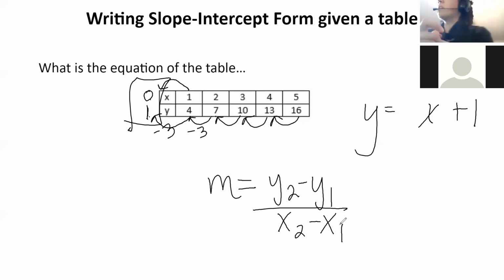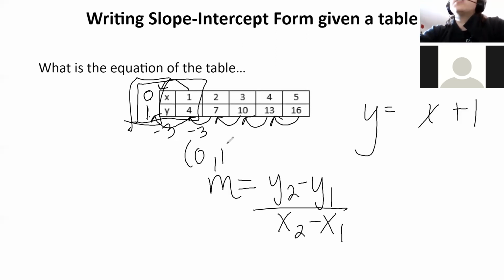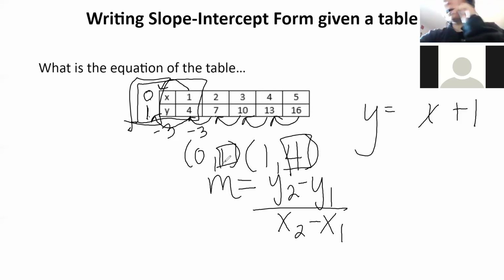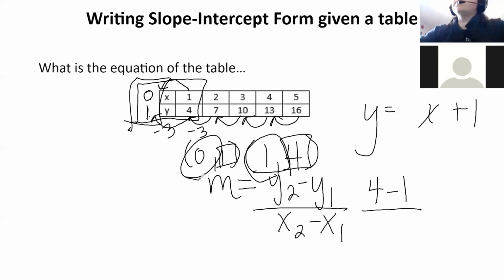Right. And I'll tell you a little trick here, okay? It's kind of cool. So let's pick 2 points. We can pick 0, 1, and we can pick 1, 4. So we're going to subtract our two y's, that's the 4 and the 1. So 4 minus 1. And then subtract our two x's, 1 minus 0. And we get 3 over 1, which is the same as 3.